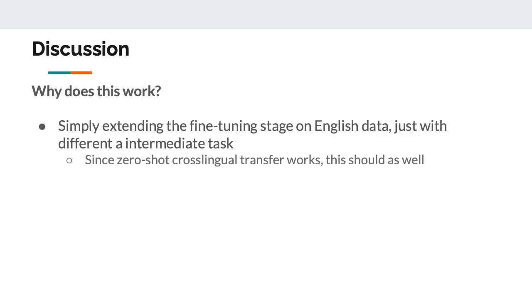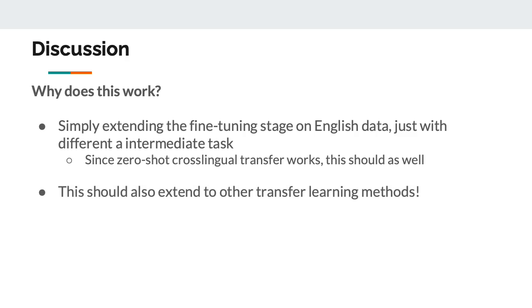In some sense, if we already have results from XLM and MBERT showing that zero-shot cross-lingual transfer works when you just fine-tune on English and extrapolate to other languages, then extending that phase with intermediate task data shouldn't hurt, and if you pick the right intermediate task, it might even improve results. And moreover, this should extend to other transfer learning methods as well, and we should really expect potentially more sophisticated transfer learning methods to perform even better than what we've tried.